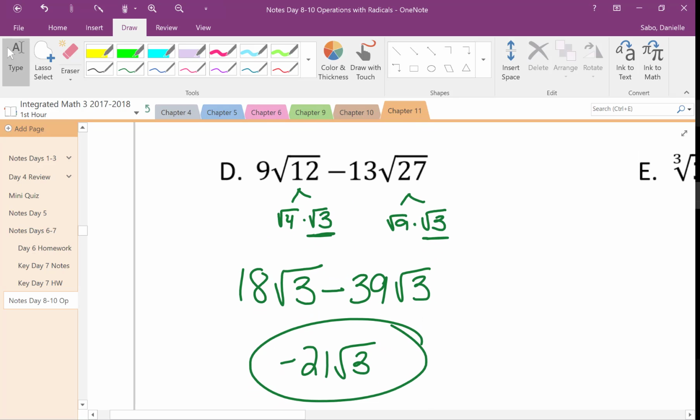Good question. The question was, how did I get 18? Sometimes I don't write everything out because I know that no matter what happens, I have to multiply the outsides. The square root of 4 is 2, times 9 is 18. That's how I got that. The square root of 9 is 3, times 13 is 39.